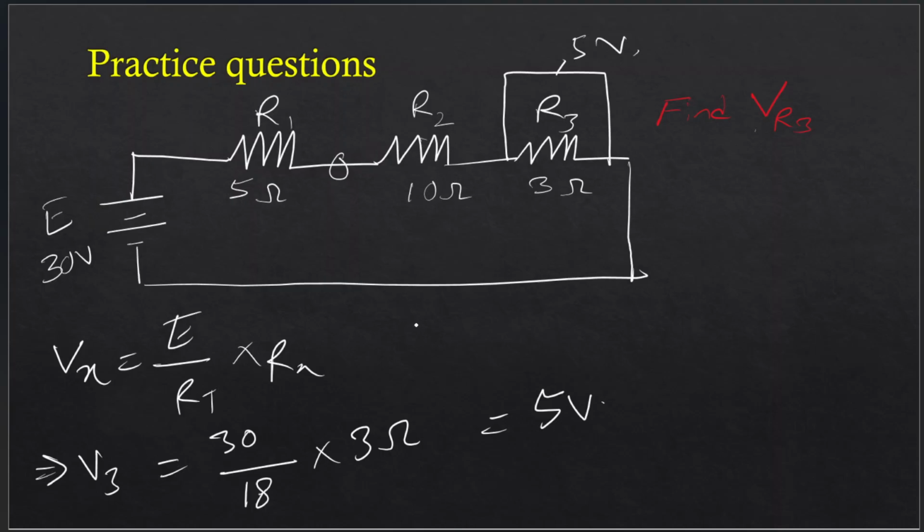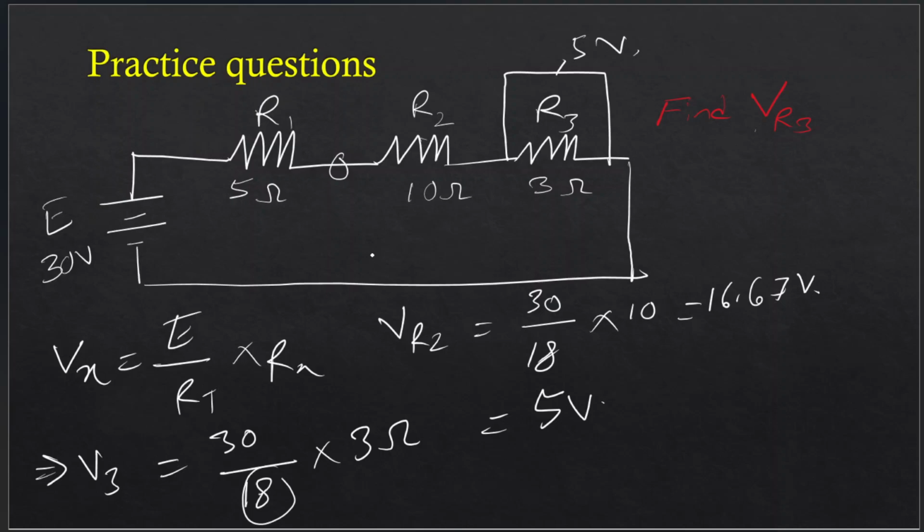Let's find the voltage of R2. So VR2 is equal to, again, E over total resistance, so 30 volts over 18, times R2, that is 10, is equal to 30 over 18 times 10. So that's 16.67 volts.